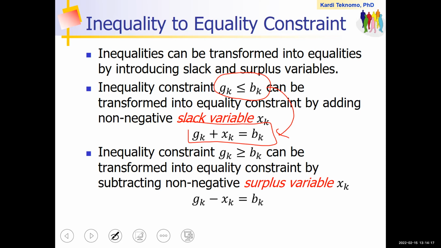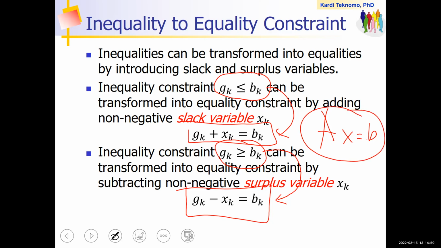equal, right? The same thing, if you have inequality constraint of g_k larger than certain value b_k, then you subtract a non-negative surplus variable, so that it will become equality. Once you make it equality, then you can just use A times x equal b, isn't it? The constraints become like this. So is it clear?